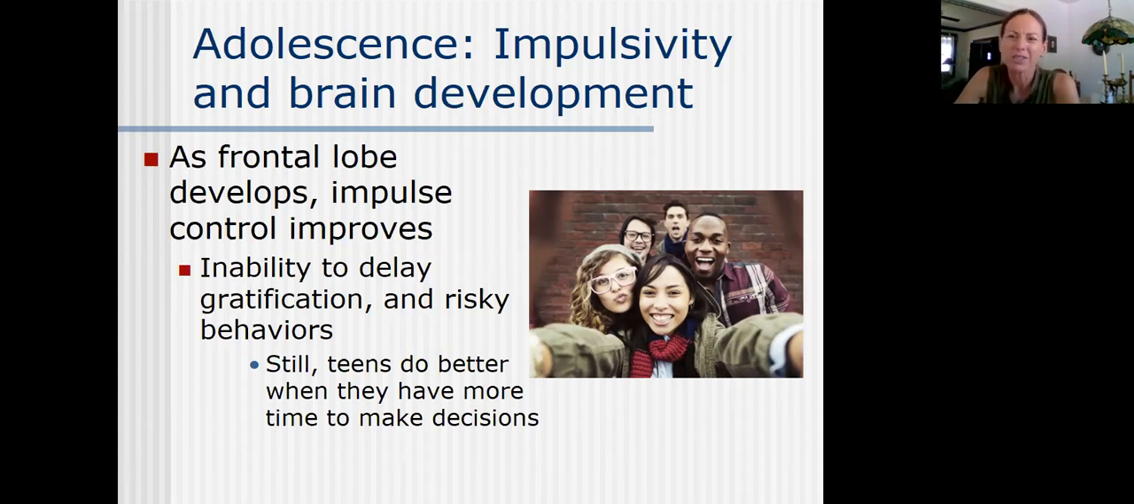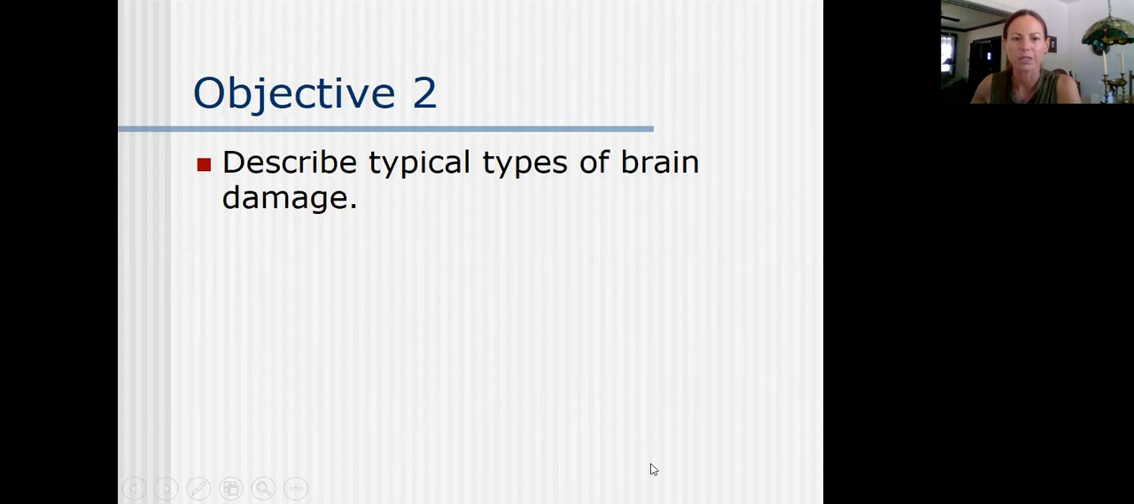And we can do better even as teenagers. Teenagers that are given more time to think about a decision tend to make better decisions. But if it's an impulse decision, they just tend to make not so good ones because that part of their brain is just not too developed yet.